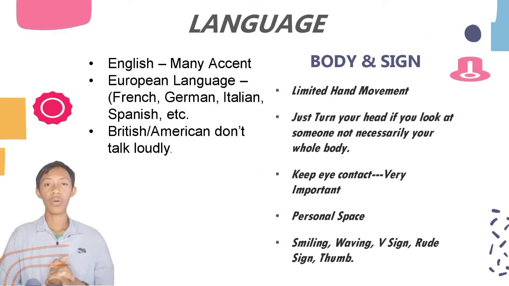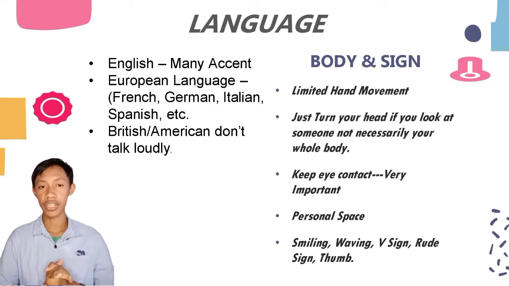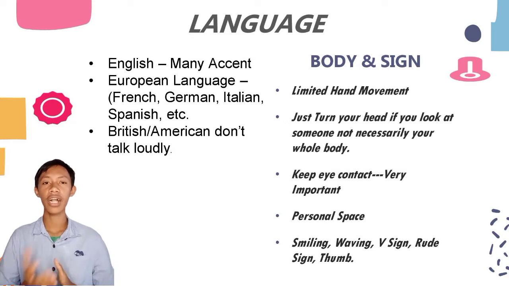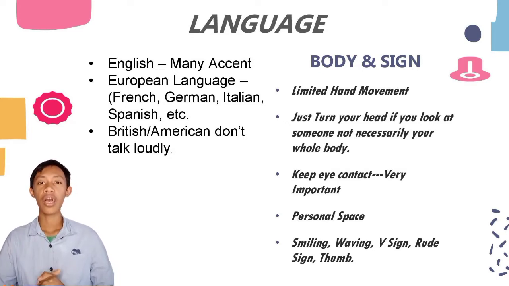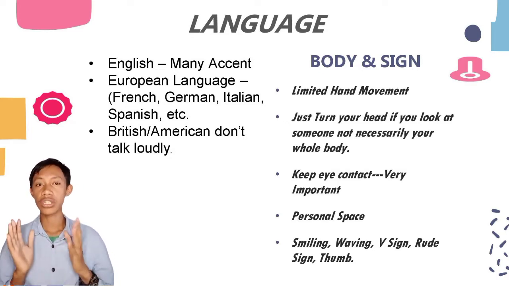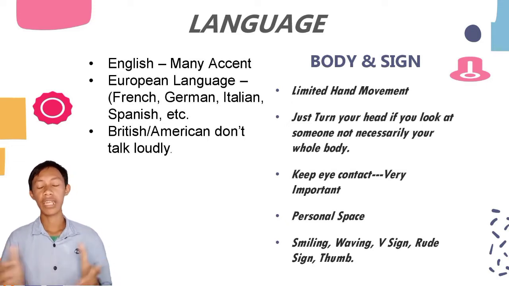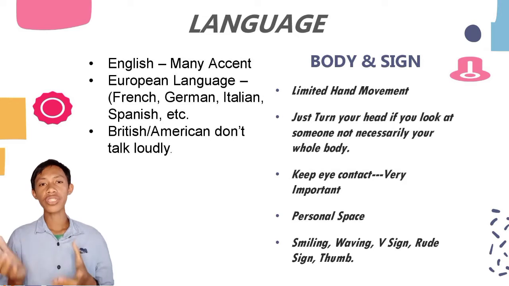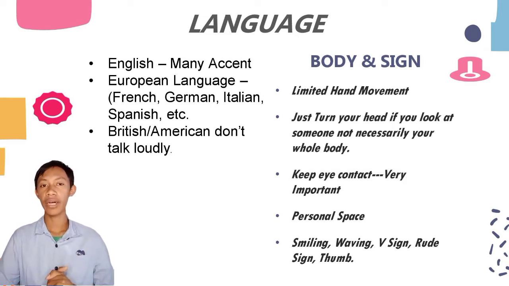Before we proceed to the ways and behavior of Western countries, let us first learn what their languages are. English in Western countries has many accents. European languages include French, German, Italian, Spanish, etc. British and Americans don't talk loudly. In their body language, there is limited hand movement. If you look at someone, just turn your head, not your whole body.